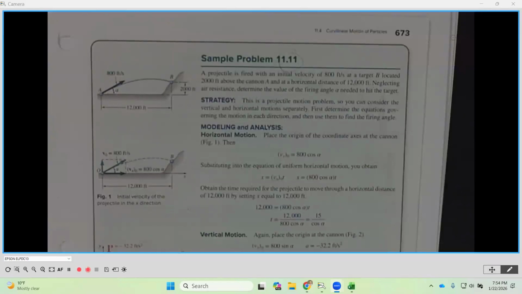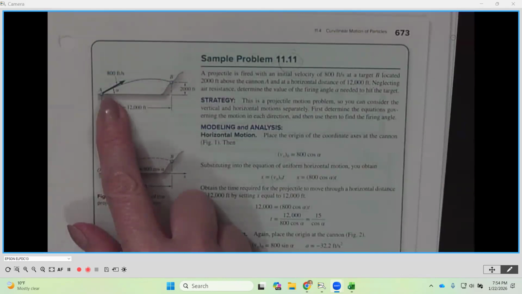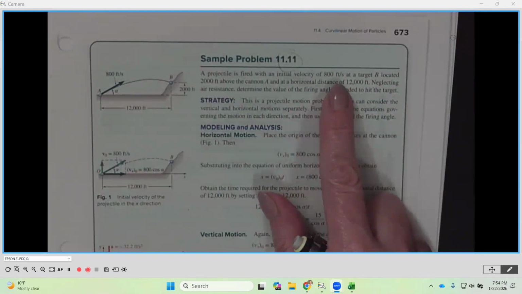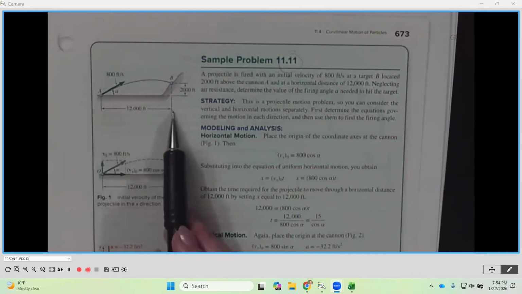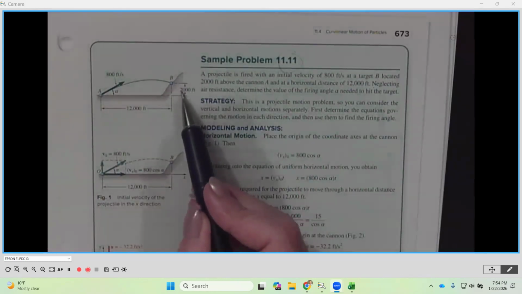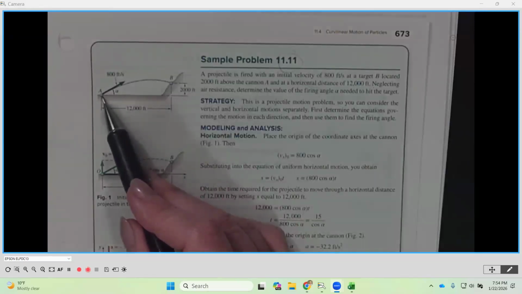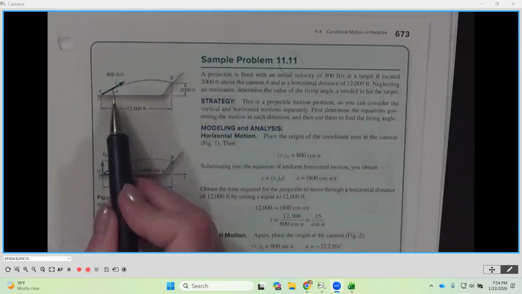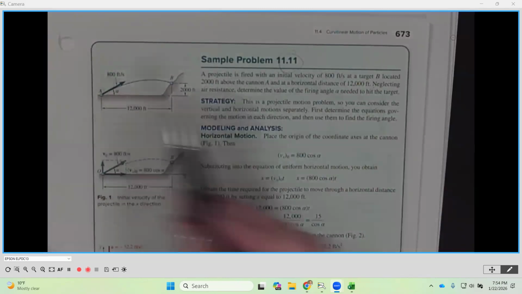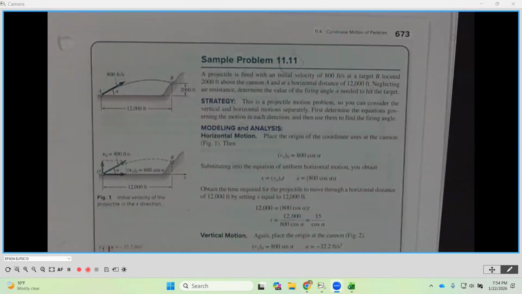Okay, the last problem that we're going to be doing this evening and in this section that has to do with projectiles is going to be problem 11.11. So for this problem, we have a projectile that's going to be fired with an initial velocity of 800 feet per second at a target B that is located 12,000 feet horizontally and 2,000 feet vertically from its original position. Neglecting air resistance, determine the value of the firing angle alpha that is needed to hit the target.